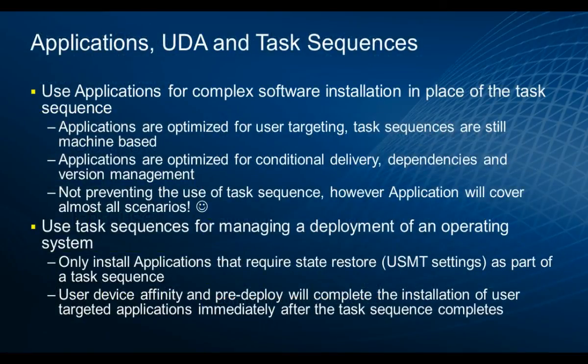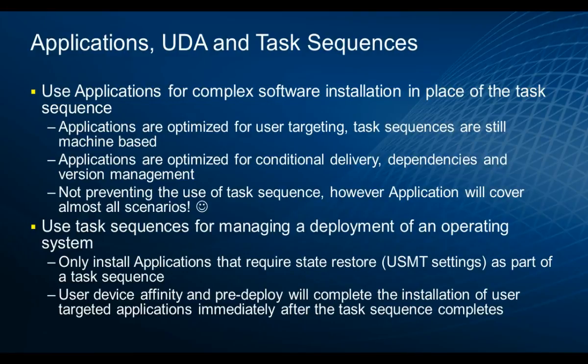So let's talk for a moment about the relationship of applications and user device affinity and what's called a task sequence, classically used for operating system deployment. Task sequences are also used outside of OS deployment for complex application distribution, and we have an ability to do that now in the application model in a few different ways. Applications are optimized for user targeting, and so we have an ability to have task sequences that are still machine-based, but thinking about the user and the user's context in perspectives of UDA and the app model.